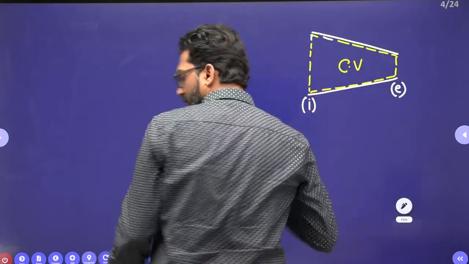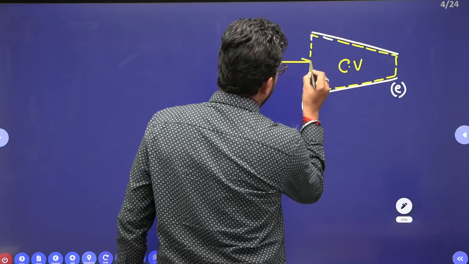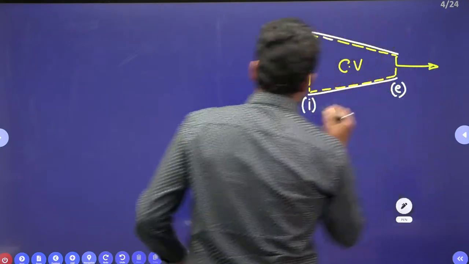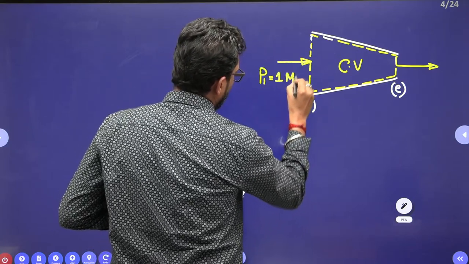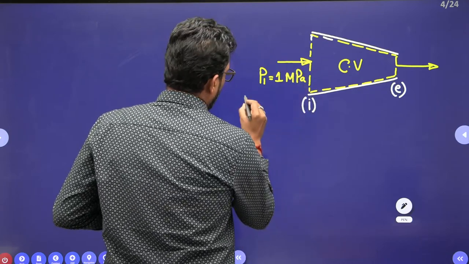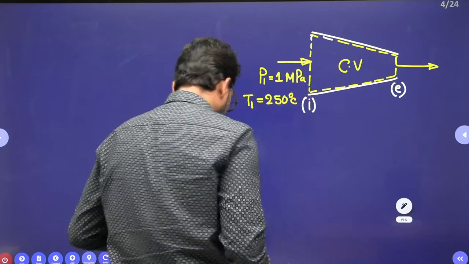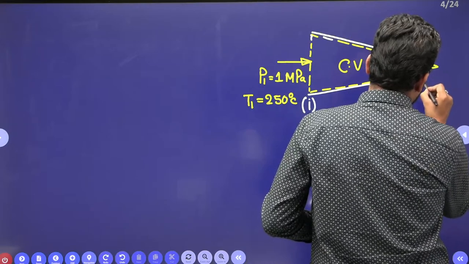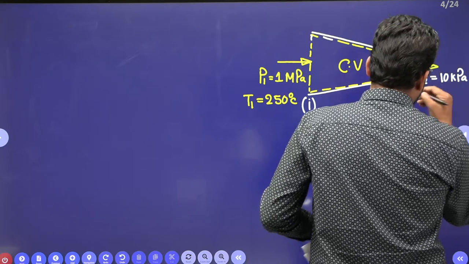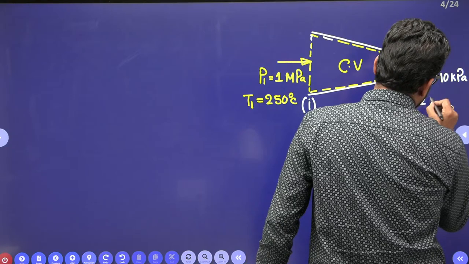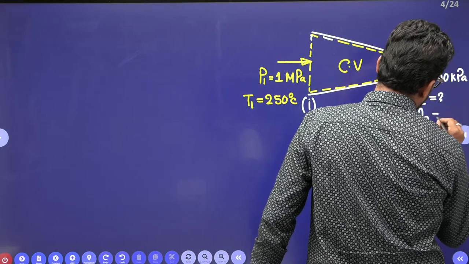Now, what is given? So the fluid enters here and the fluid exits here. What is the inlet pressure P1? It is equal to 1 megapascal, yes or not? Yes, sir, no problem at all. What is the temperature T1? It is, sir, 250 degrees centigrade. What is the pressure at 2, P2? It is your 10 kilopascal. Okay. We have to find the velocity at the exit and also the area at the exit.